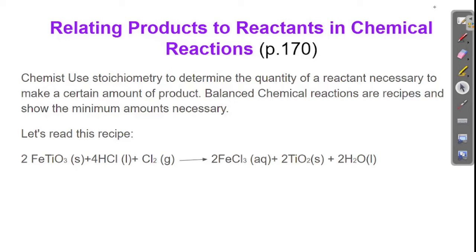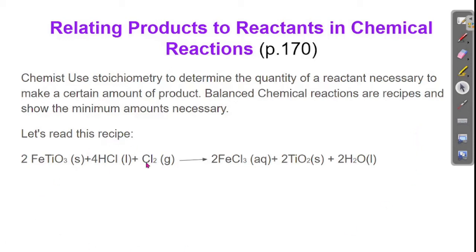Page 170. So we're plodding along. It says relating products to reactants in chemical reactions. Chemists use stoichiometry to determine the quantity of a reactant necessary to make a certain amount of product. Balanced chemical equations or reactions are recipes and show the minimum amounts necessary. So it's just repeating it and repeating it, because we still have several modules to go, and you're going to be doing stoichiometry for most of them.